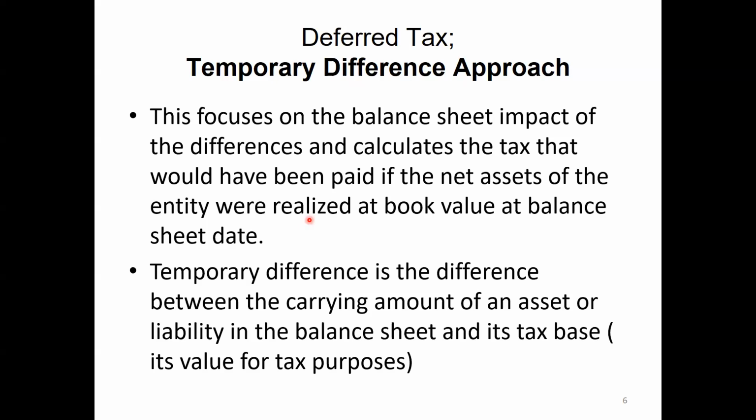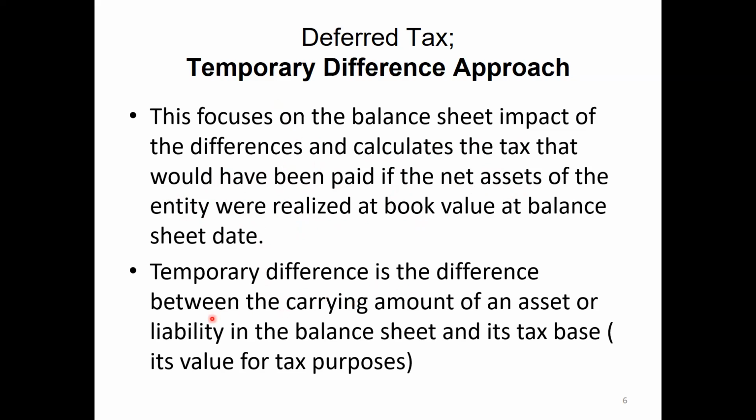But when we calculate this profit based on the accounting provision, we have to charge the depreciation at a different rate than the accounting rate. When we calculate the taxable profit, we have to use the government allowed tax depreciation to find the profit on disposal of assets. So that's what we are going to discuss here. This focuses on the balance sheet impact of differences and calculates the tax that would have been paid if the net assets of the entity were realized. Realized means sold out at book value at the balance sheet date.